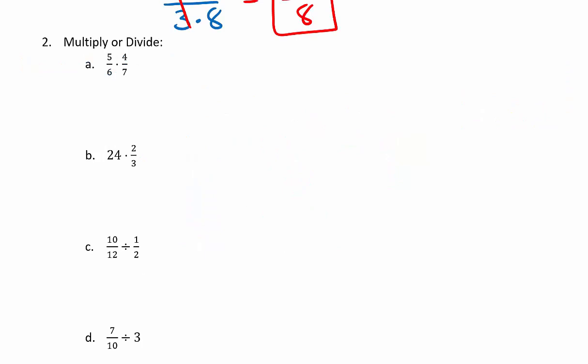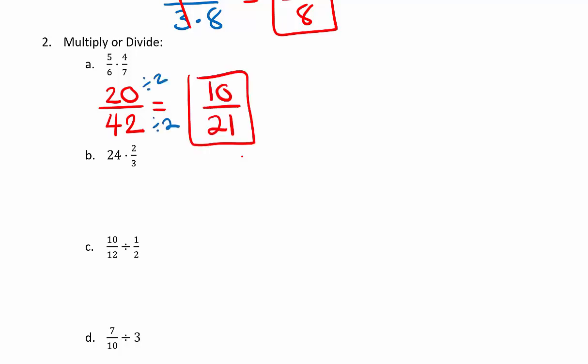Now to multiply fractions, we just go straight across. 5 times 4 is 20. 6 times 7 is 42. And then we do always have to reduce our answers. I can definitely divide both of these numbers by 2. And I'm left with 10 over 21.